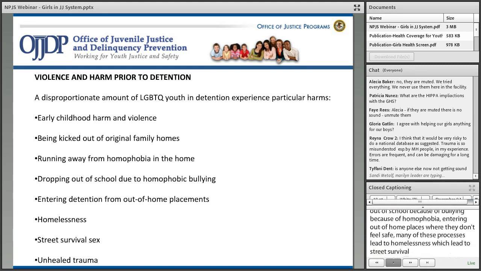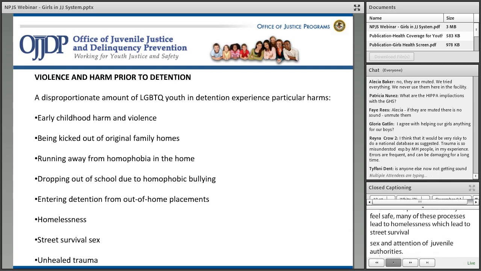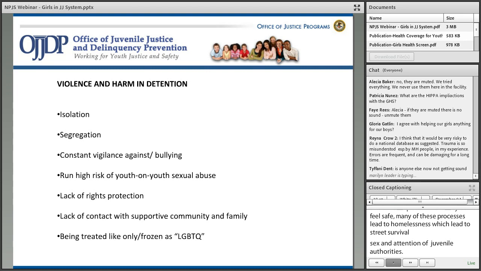So we know that non-heterosexual youth also suffer a disproportionate educational and criminal justice punishment that is not explained by greater engagement in crime or poor scores in education.